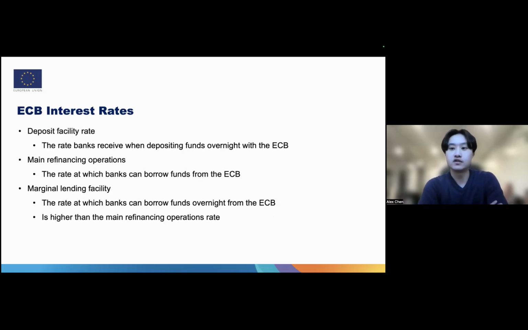And so the ECB controls three main interest rates. The deposit facility rate, which is the rate that banks receive when they deposit funds overnight with the ECB. Main refinancing operations, which is the rate at which banks can borrow from the ECB. And the marginal lending facility, which is the rate at which banks can borrow funds overnight from the ECB, and it's higher than the main refinancing operations rate.